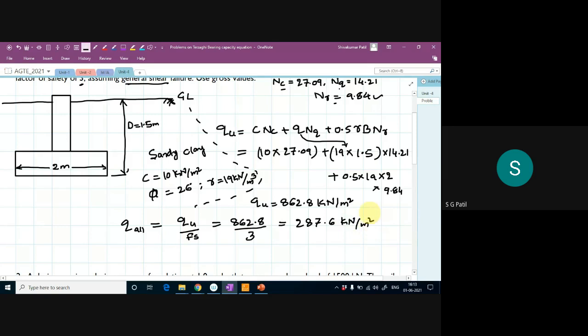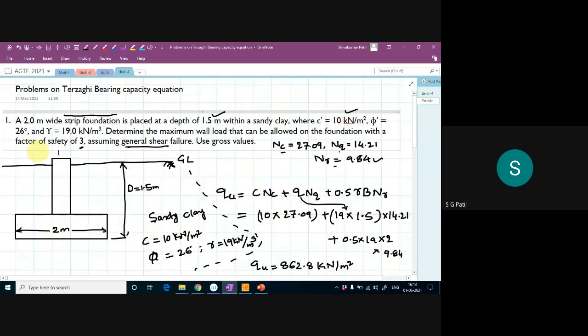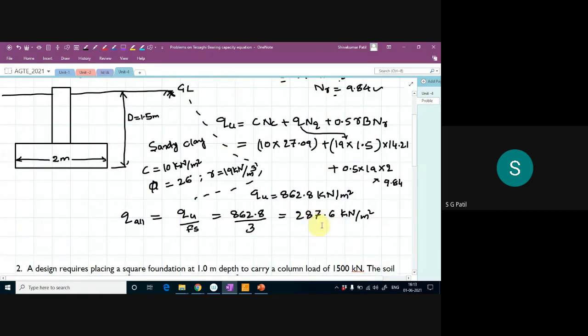So what are they asking you to calculate? Determine the maximum wall load that can be allowed. This is nothing but, if you multiply this quantity with the cross section area of your foundation, you will get the allowable load. So my capital Q allowable is equal to small q allowable into the area of your foundation.